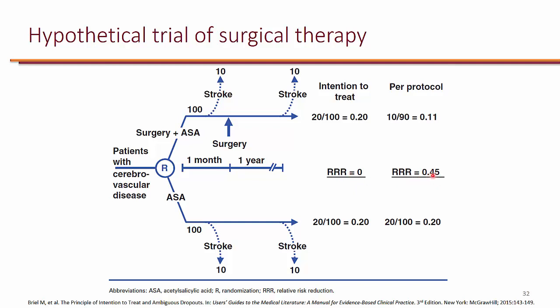So now if you do the per protocol, you're claiming that that surgery actually reduced the rate of stroke by 45%, which we know is not true. So that's the importance of having intention to treat, because per protocol will introduce bias, which will deviate from the truth, which we know in this hypothetical example was that surgery makes no difference.